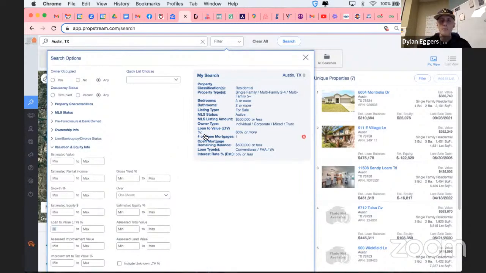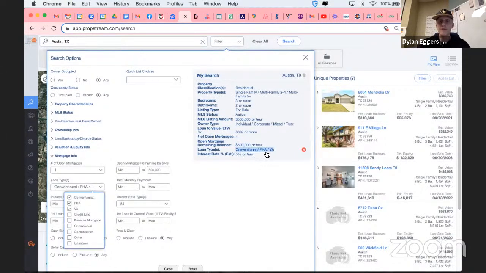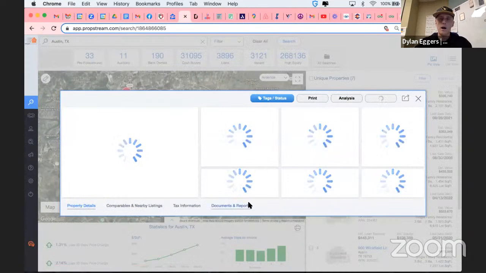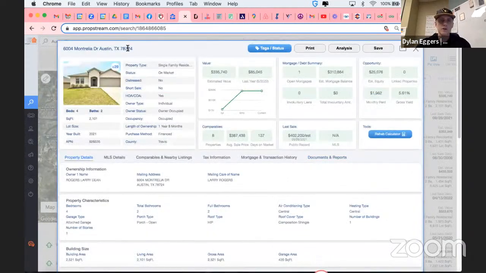So number of open mortgages, I only want one. I don't want them to have multiple types of mortgages. And now the balance, I want $500,000 or less on the balance of the loan. And I'm only looking for conventional, FHA and VA loans. And I only want 5% interest rates or less. So in Austin, Texas, there are 7 active properties. So I am just going to start hitting the phone.